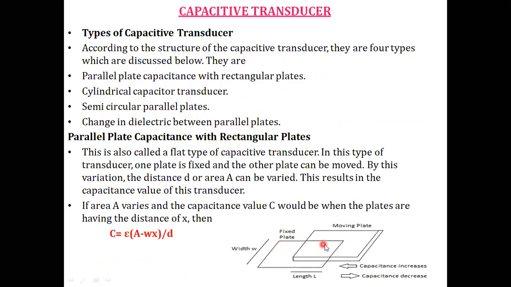In this I am going to use two rectangular plates. One plate is going to be fixed and another plate is going to be movable. If we move this one, the capacitance changes with the distance between the plates. This is the width and this is the length. By using the basic formula, C is equal to epsilon into A, that is W x by D, where W is the width, epsilon is the permittivity, A is the area, and D is the distance between the plates.